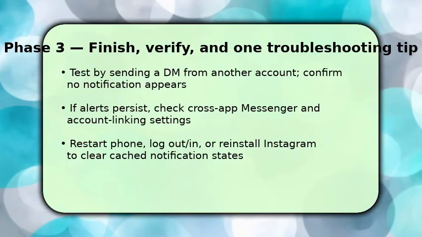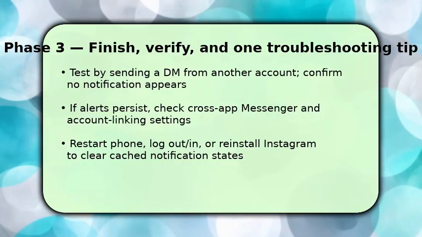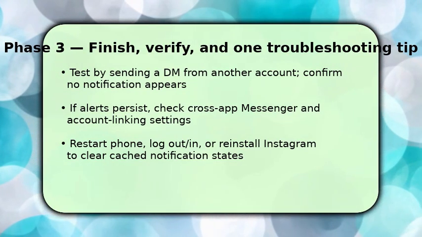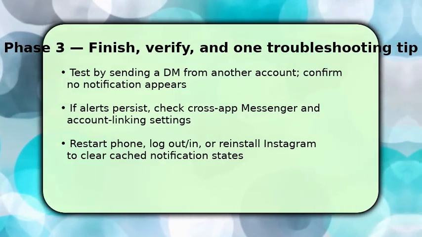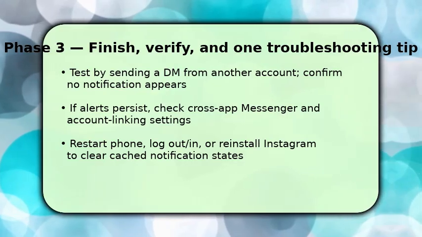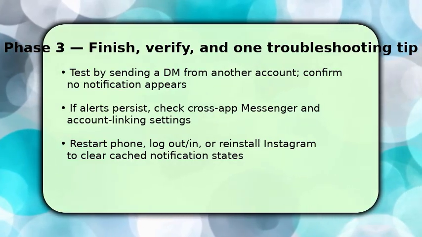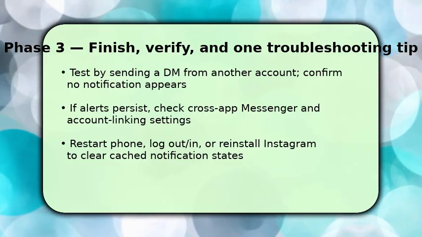Finish by verifying the changes so you don't get surprised. Send a DM from a secondary account or have someone ping you and confirm no banner, sound, or badge appears. If you still get notifications, make sure Instagram isn't linked to Messenger or another service that bypasses app settings.